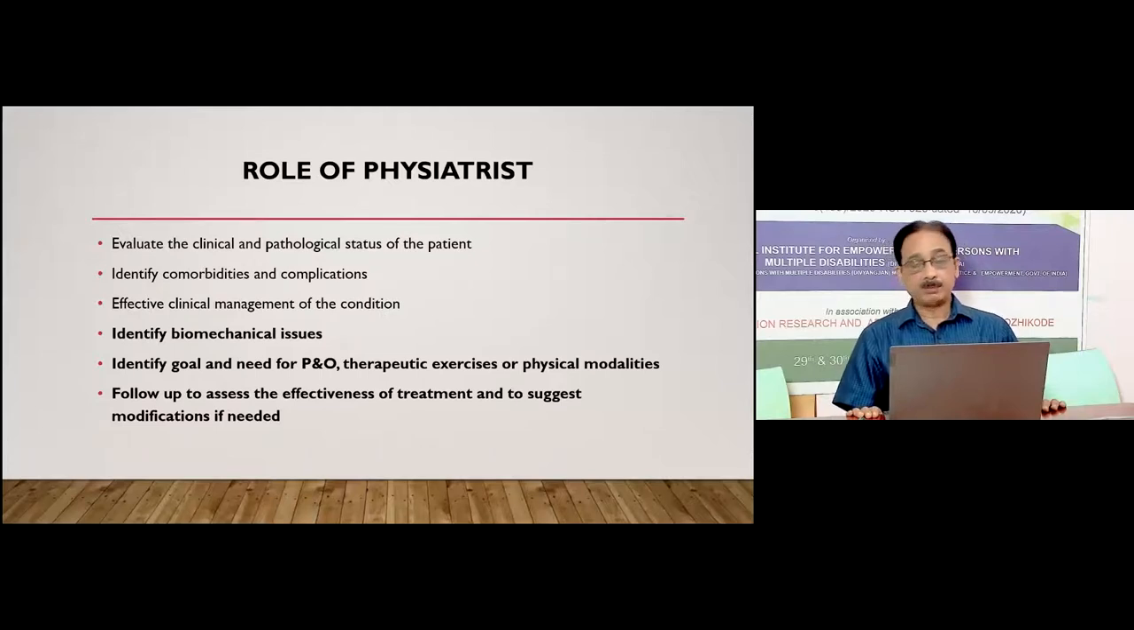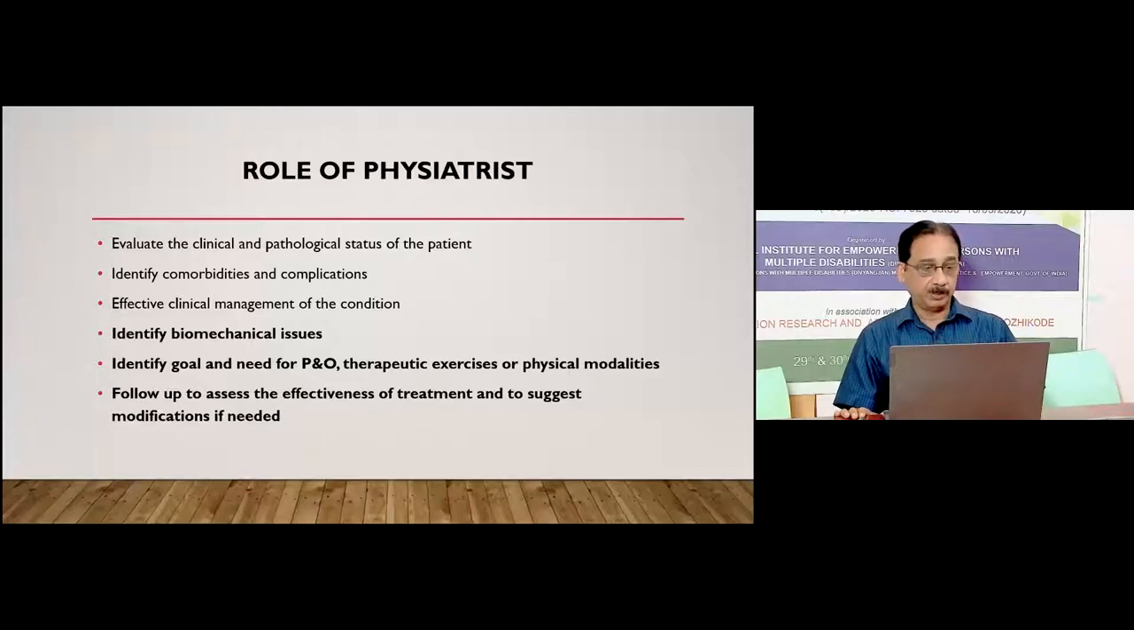Then the second part of my talk is the role of the physiatrist. A doctor specialized in physical medicine and rehabilitation is officially designated as a physiatrist. We can summarize the role of the physiatrist in disability and rehabilitation like this: evaluate the clinical and pathological status of the patient, identify comorbidities and complications of the condition, and manage the patient's condition effectively. But these three points can be done by any doctor. It need not be a physiatrist.